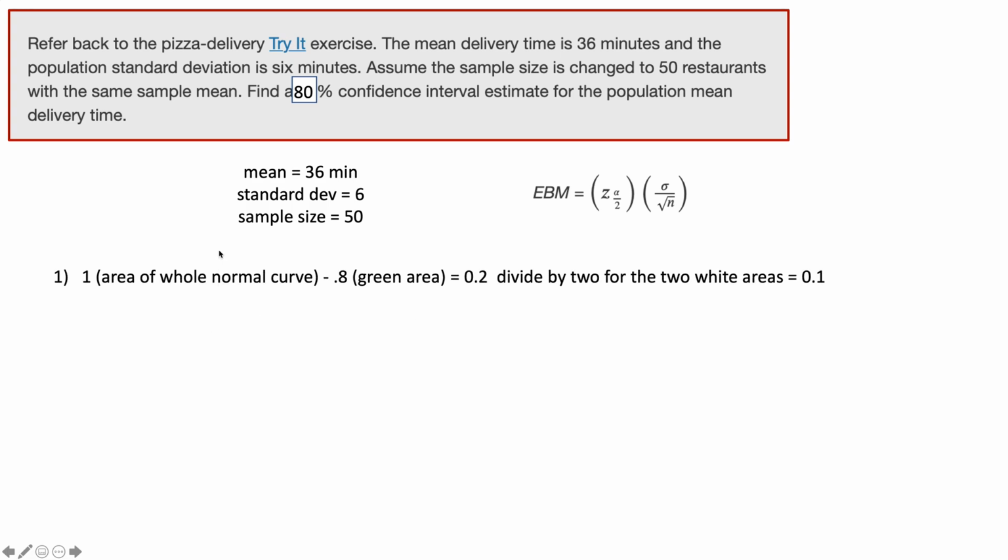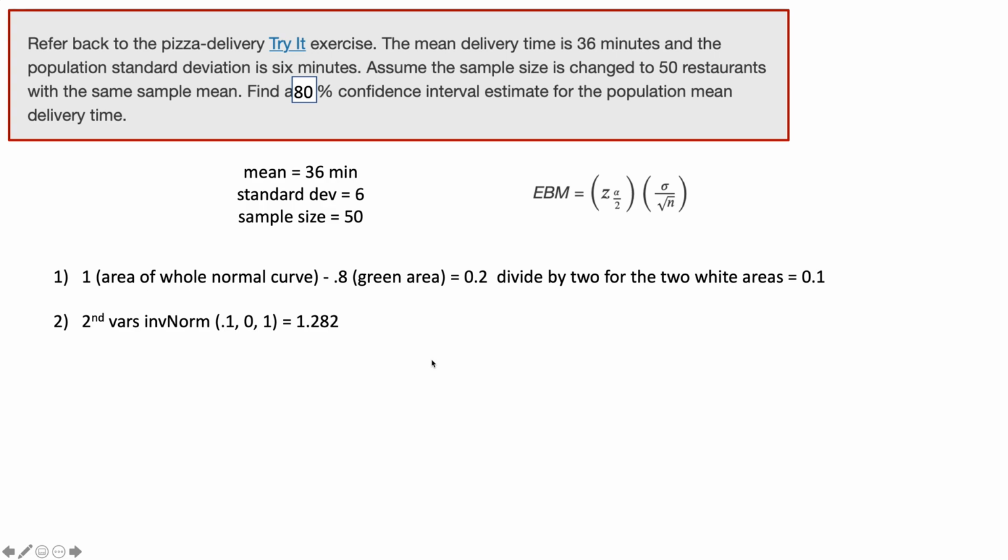Okay, so the area of the whole normal curve is 1. I got to subtract the 0.8 for the 80% interval area. That leaves me with 0.2. Divide that by 2 for the 2 white ends, 2 white tails, if you will. That's 0.1 each. Now, I need to do second var's inverse norm of that 0.1 in z-score mode, 0, 1, and I get 1.282. You punch it in your calculator, that's what you'll come up with.